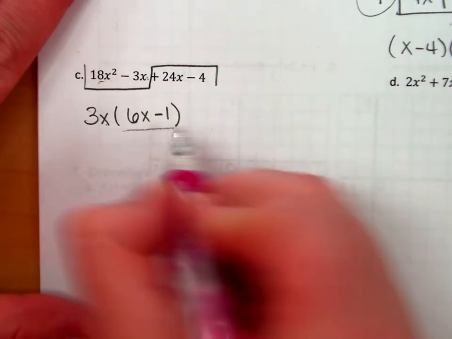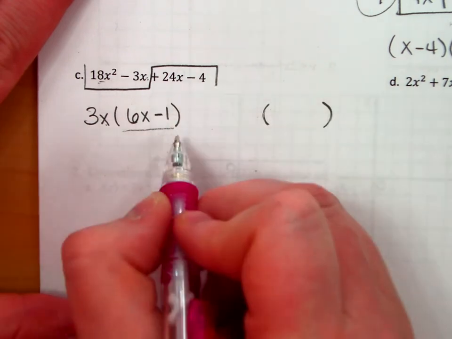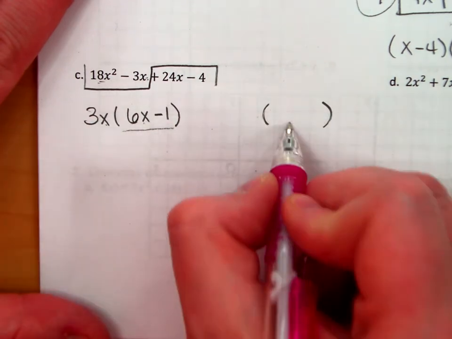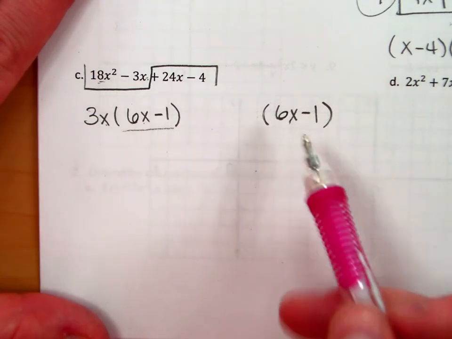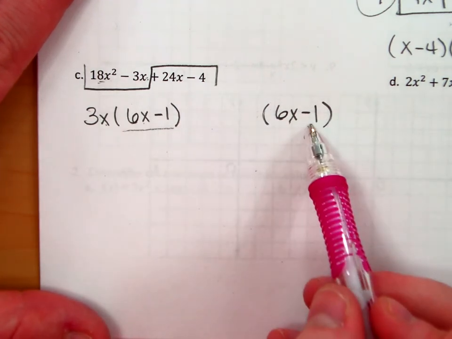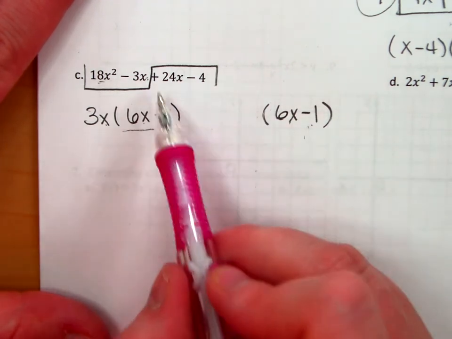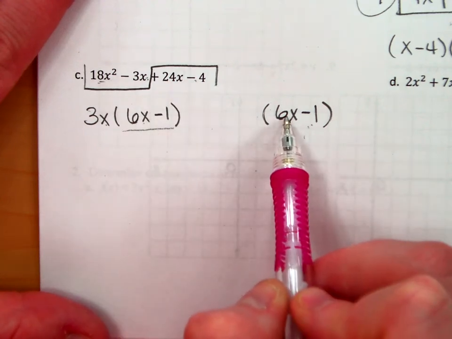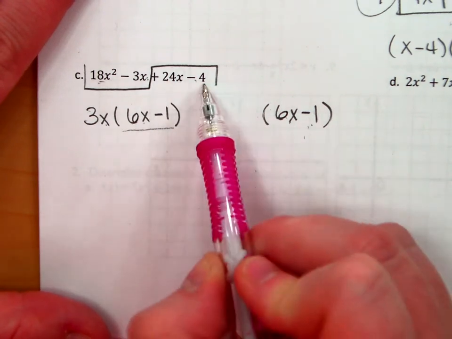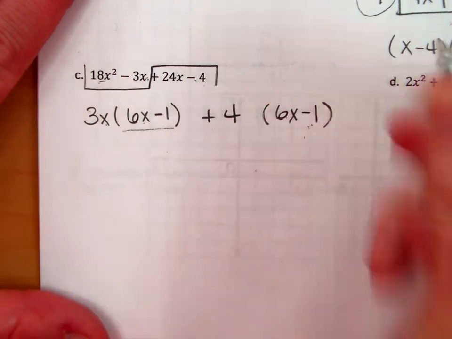Now, with factor by grouping, I'm going to have another set of parentheses, and I know that this parenthesis set and this parenthesis set have to match, so I'm going to put that 6x minus 1 here. Now I'm going to ask myself, what times 6x and a negative 1 gets me a 24x minus 4? Well, if I do a 4, is 4 times negative 1 also negative 4? It is, so I'm going to do a positive 4.